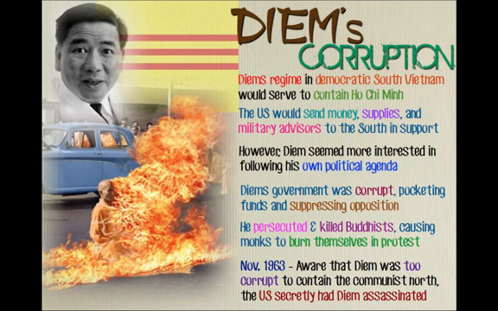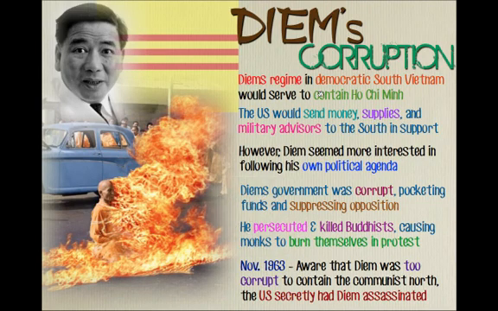Diem's government was corrupt. He would pocket funds. He suppressed opposition, people that would protest his rulings. He persecuted and killed Buddhist monks, Buddhist people, causing Buddhist monks to burn themselves in protest. So here you have a picture of a Buddhist monk. He dumped gasoline on himself and actually was filmed and broadcasted, and then lit himself on fire in protest of this guy. So you have to think that for somebody to do that, just how bad and corrupt do they have to be that they would go to those lengths to protest him being in charge?